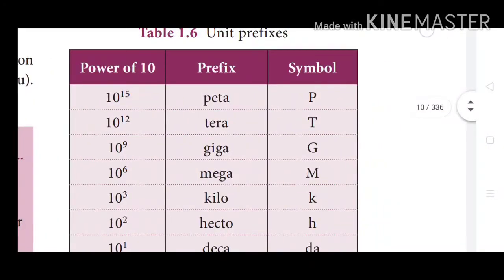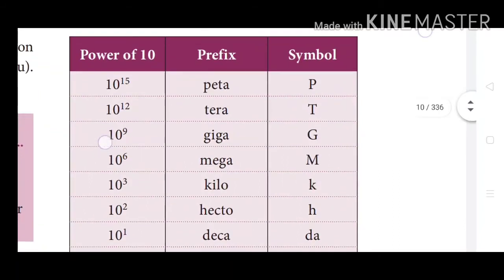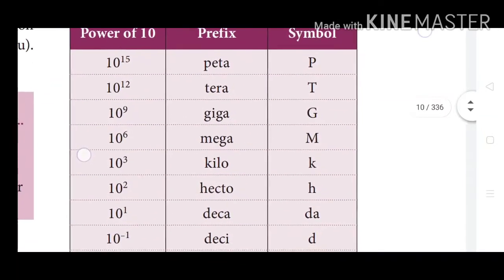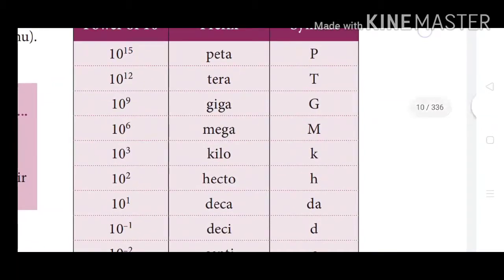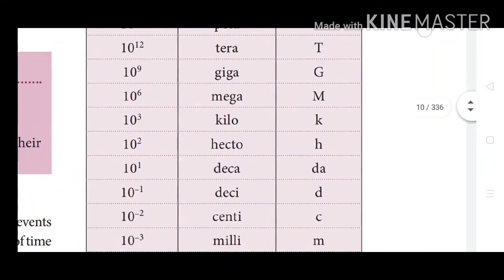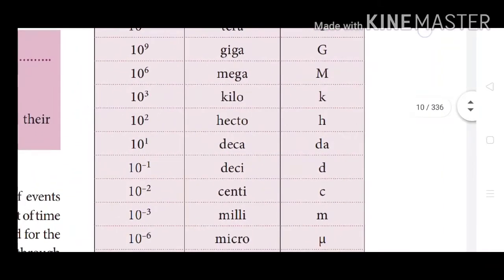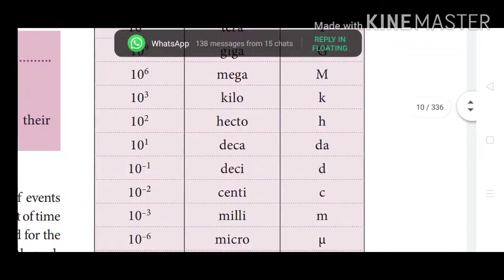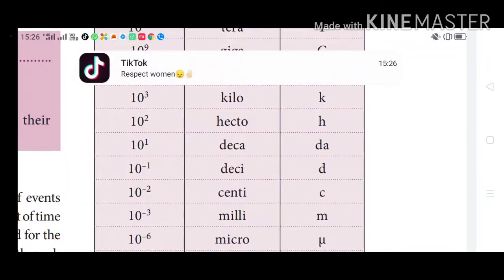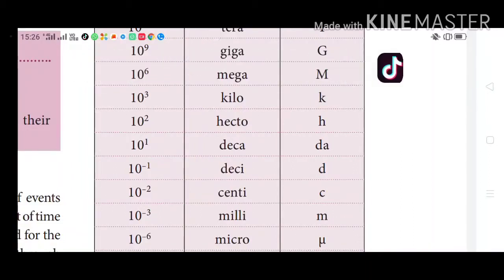10 power 15, peta, its symbol is P. 10 power 12, tera, its symbol is T. 10 power 9, giga, G. 10 power 6, mega, M. 10 power 3, kilo, k. 10 power 2, hecto, h. 10 power 1, deca, da. 10 power minus 1, deci, d. 10 power minus 2, centi, c. 10 power minus 3, milli, m. 10 power minus 6, micro, mu.